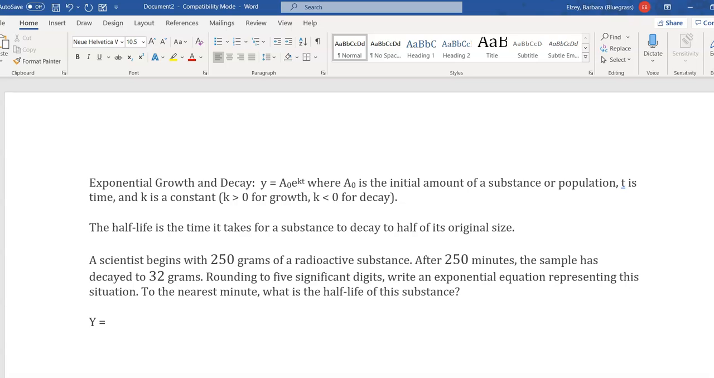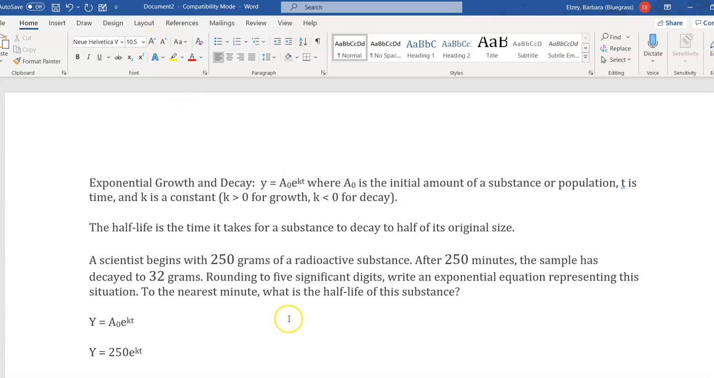let's just start with our formula from above, y equals a sub 0 e to the kt. Now let's realize that this is a decay problem. So the first thing we're going to end up doing is solving for k, just like we did with the growth problem we saw before. But k will end up being negative since this is a decay problem. First thing we're going to do is put the initial amount of the substance in for a sub 0. That's 250 grams. So there's our first step.